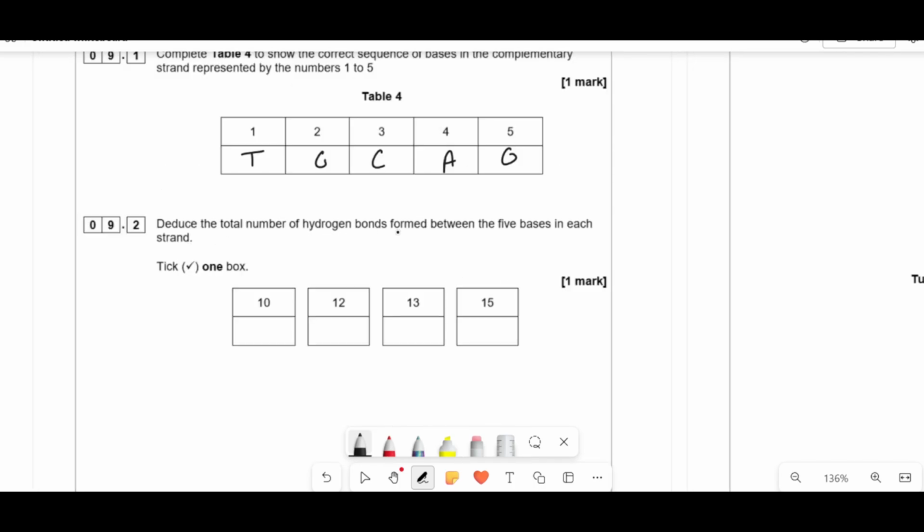Now it says deduce the total number of hydrogen bonds formed between the 5 bases in each strand. A and T are joined with 2 hydrogen bonds, and then C and G are joined with 3 hydrogen bonds. So therefore, we've got what? 2, 4, and then 3, 6, 9. Which is 13, so it's this one.